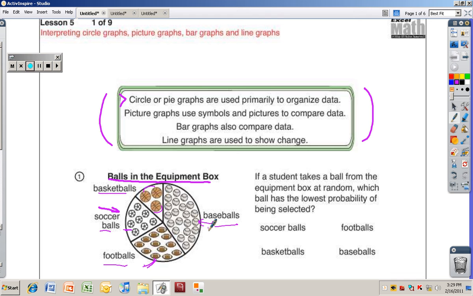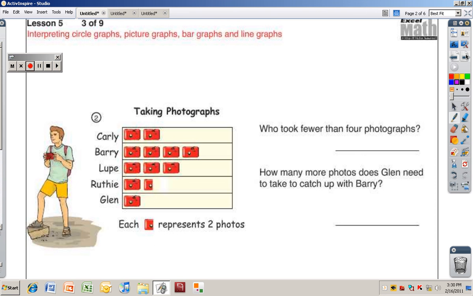And so it asks you the question, if a student takes a ball from the equipment box at random, that means that they just close their eyes and pick one, which ball has the lowest probability of being selected? In other words, which one would they least likely pick? And of course, by looking at this, you can see that there's the fewest of the basketballs, and so you would circle basketballs as the correct answer. Go ahead and do that on your paper, and then we'll move on to the next part.